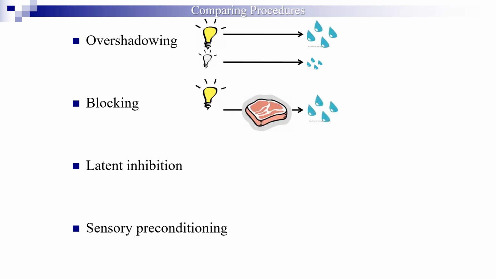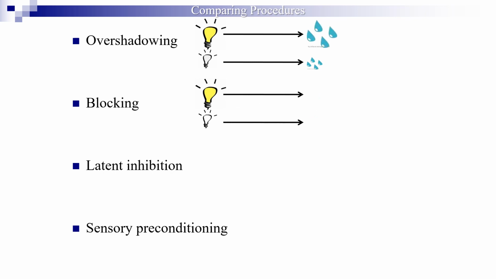Now in blocking, what we see is we have a conditioned stimulus paired with a US and yielding conditioned responding, which is salivation, of course. And then we introduce a new stimulus and pair it with that conditioned stimulus. So we make a compound, and we continue pairing that compound with the unconditioned stimulus. And then we test the 2 different components.